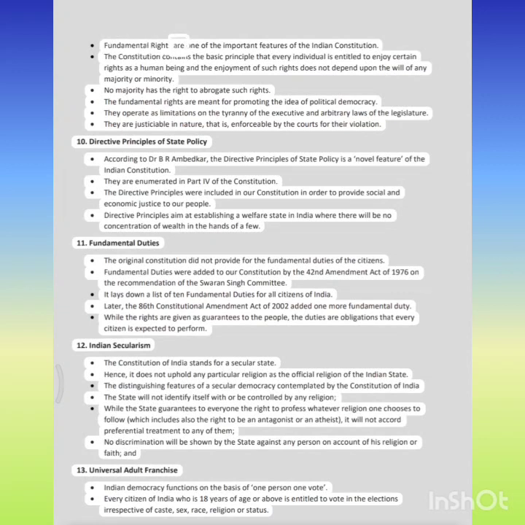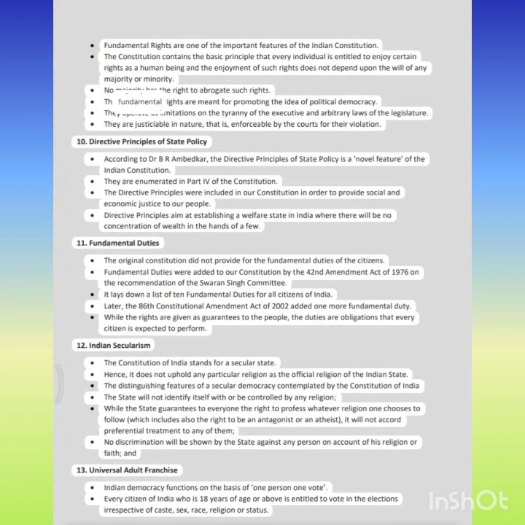Fundamental rights are one of the important features of the Indian Constitution. The Constitution contains the basic principle that every individual is entitled to enjoy certain rights as a human being, and the enjoyment of such rights does not depend upon the will of any majority or minority. No majority has the right to abrogate such rights.